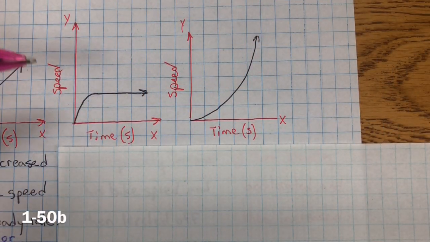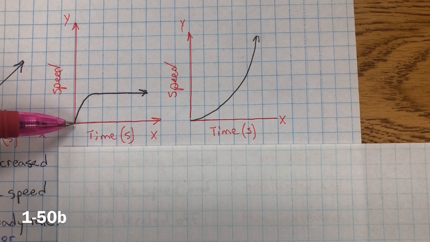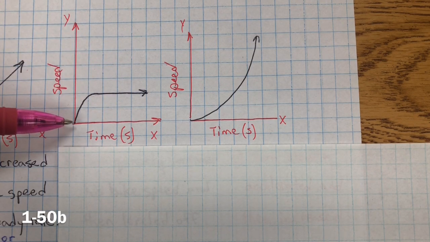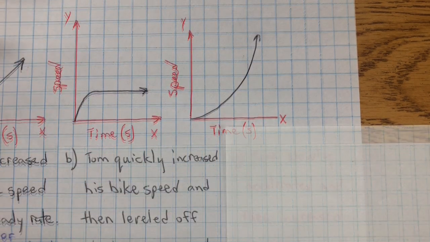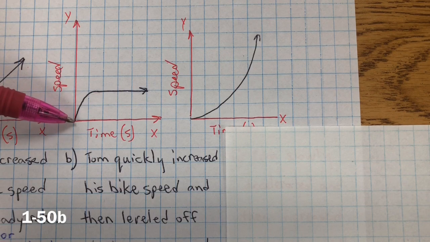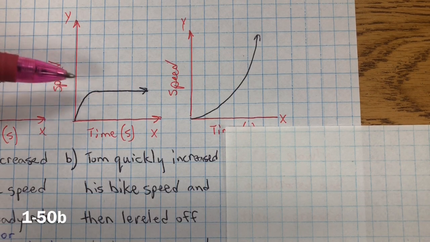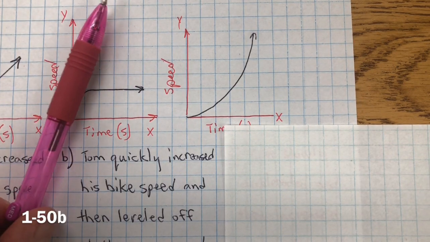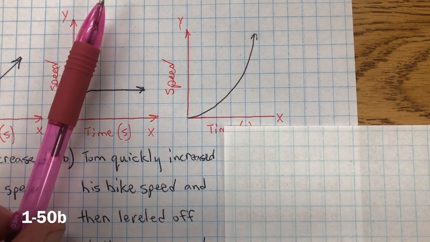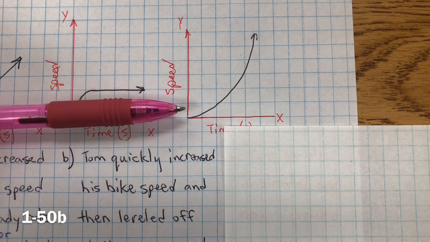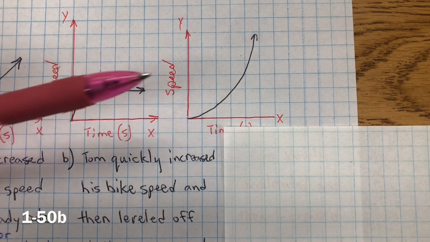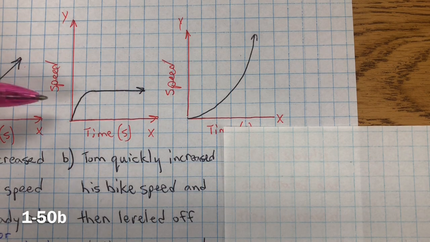For B, we can see that it starts at the origin, but it's not at a constant rate. So we know this graph is not proportional. So Tom quickly increased his speed. The steeper the line is, the greater the rate of speed. The less steep it is, the slower it's going. So Tom quickly increased his speed.